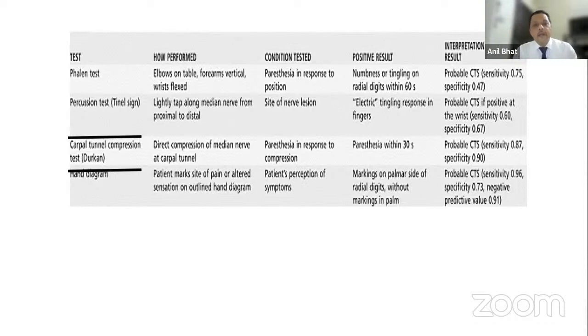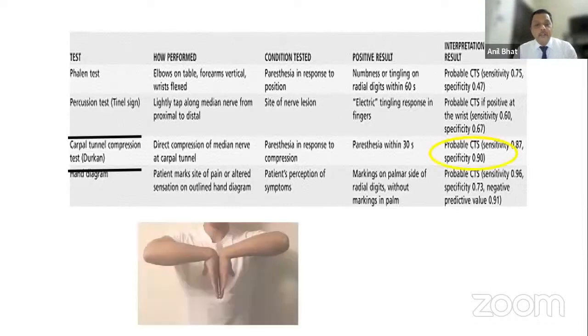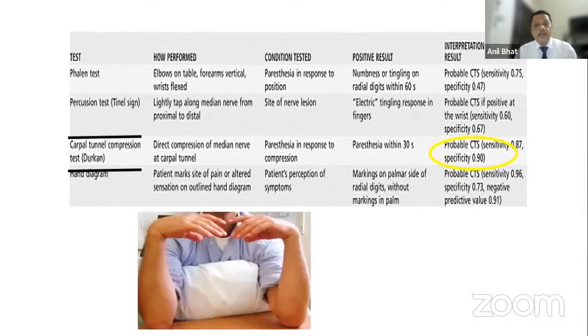And in carpal tunnel compression, Durkan's test is the classical one, which has a very high specificity actually. So this is Phalen's. A lot of people do it like this, but if you look at the original article of Phalen himself, this is how he describes it.